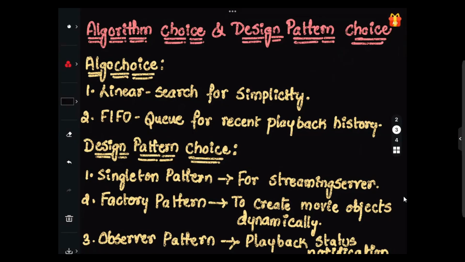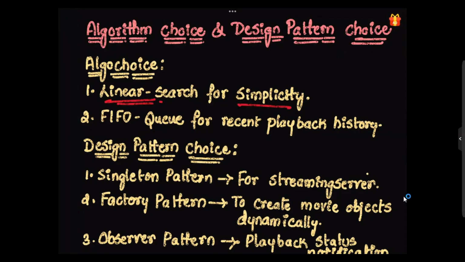For the algorithm choice, we will be going with a linear search for simplicity, and a first-in-first-out queue, the FIFO queue, for the recent playback history. Just remember these two things: the linear search and the FIFO queue. So this is fine. Let's go with the next one.